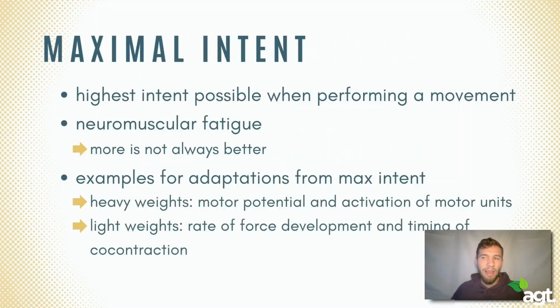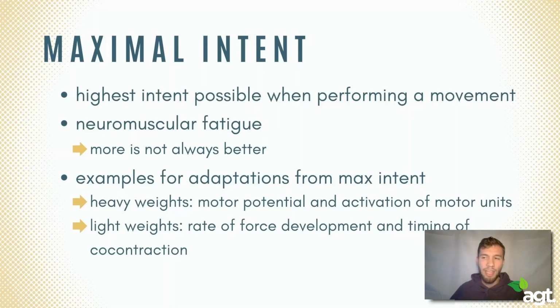When we talk about maximal intent, we usually refer to the highest intent possible when performing a certain movement. Performing an exercise with maximal intent is going to lead to a high amount of neuromuscular fatigue. It's very challenging to perform an exercise with maximal intent, especially for our brain and for our nervous system. That is why more is not always better. We can't have a high number of reps if we really want to train that maximal intent.